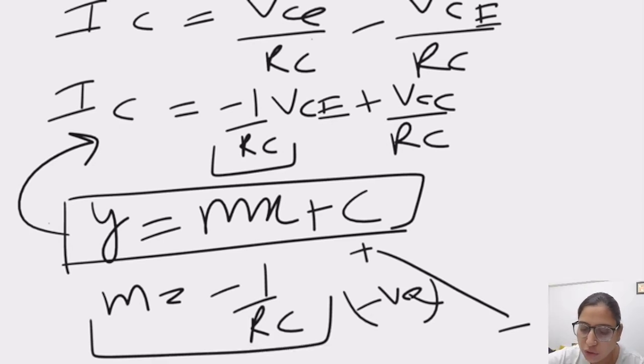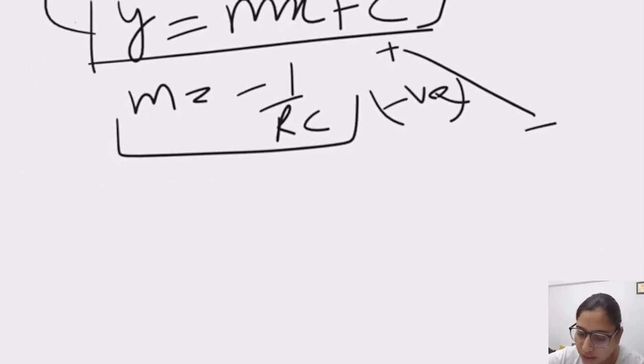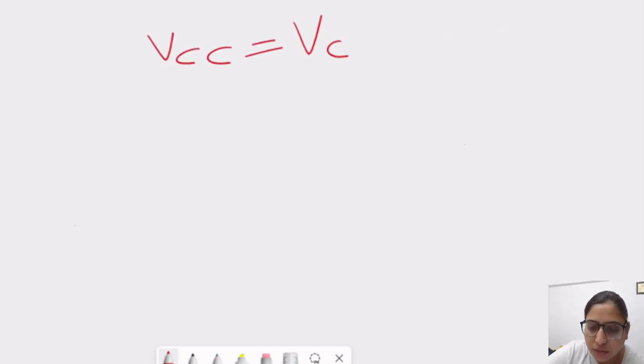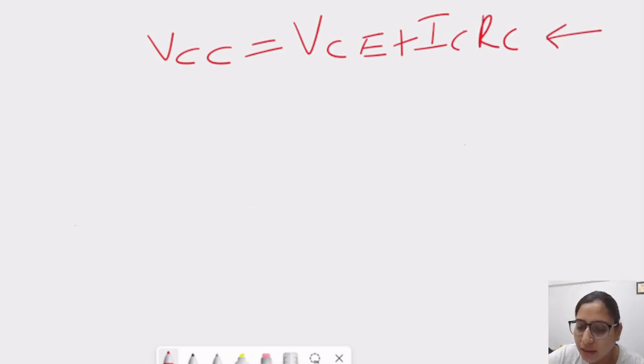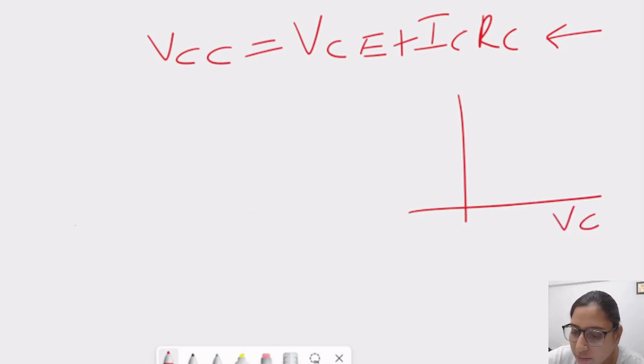So we will find the 2 points. What are the 2 points to draw this straight line? For better understanding, we will write the basic equation, which is nothing but VCC equal to VCE plus ICRC. Okay, this is our basic equation. From this equation, we will get the 2 points, A and B, and we are making the slope. In the horizontal axis, we have VCE, in the vertical axis, we have IC.